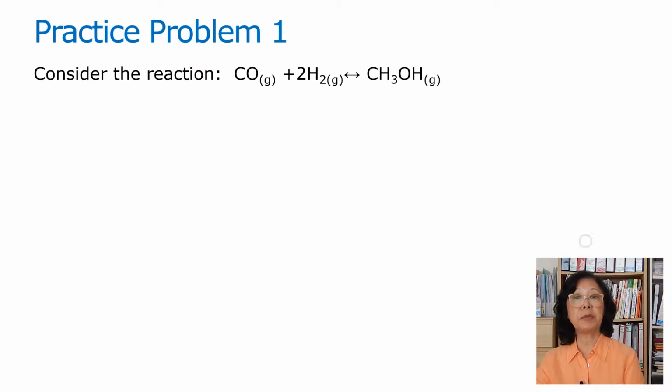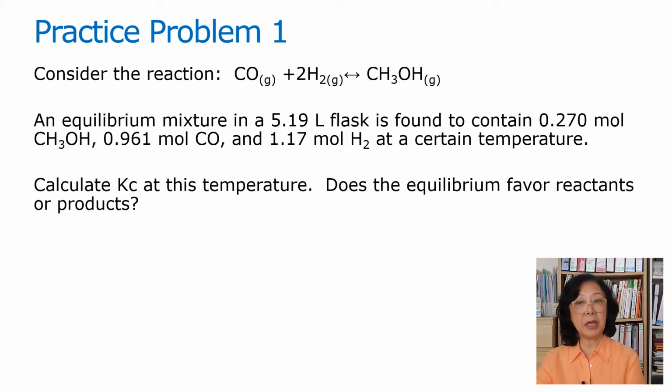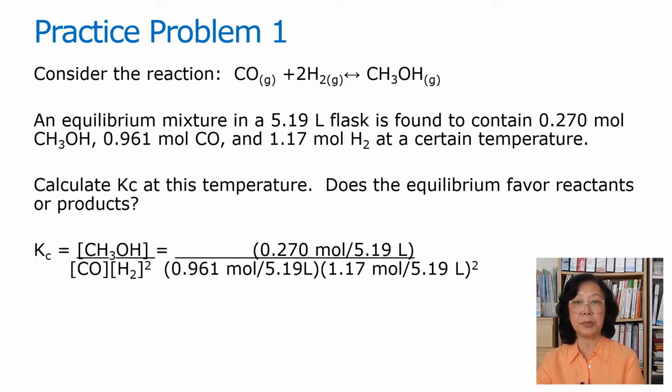Let's try practice problem number 1. Consider the reaction between carbon monoxide and 2 moles of hydrogen to make methanol. At equilibrium, the mixture in the 5.19 liter flask contains 0.270 mole of methanol, 0.961 moles of carbon monoxide, and 1.17 moles of hydrogen at a certain temperature. Calculate Kc, and does the equilibrium favor reactants or products?